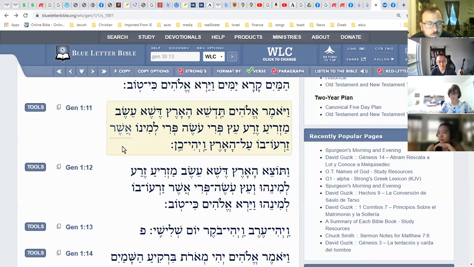So we talked a little about this. Do you know what this word is? Asher. Right. It's a root word. So it'd be the tree, fruit, bears of its kind. Well, Asher is the relative pronoun.